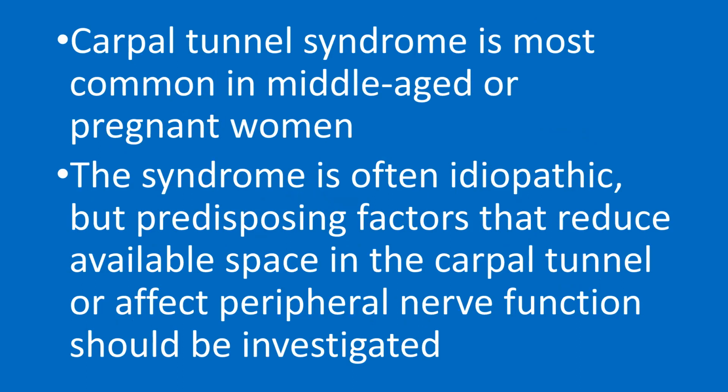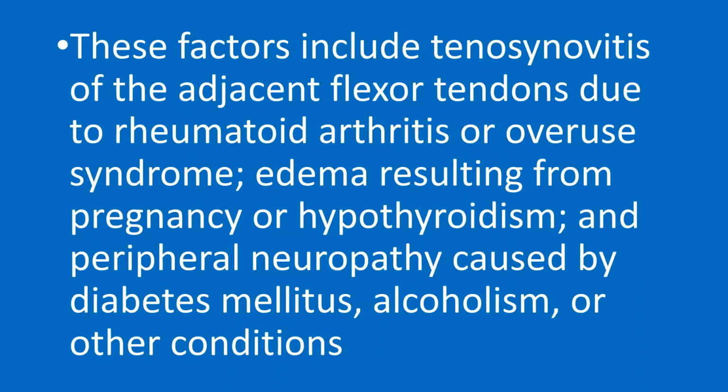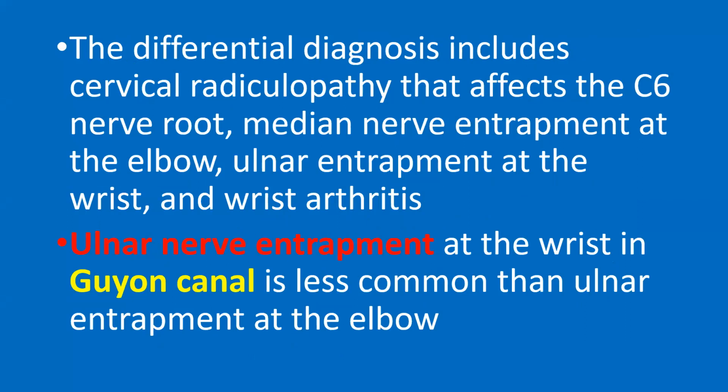The syndrome is often idiopathic, but predisposing factors that reduce available space in the carpal tunnel or affect peripheral nerve function should be investigated. These factors include tenosynovitis of the adjacent flexor tendons due to rheumatoid arthritis or overuse syndrome, edema resulting from pregnancy or hypothyroidism, and peripheral neuropathy caused by diabetes mellitus, alcoholism, or other conditions. The differential diagnosis includes cervical radiculopathy that affects the C6 nerve root and median nerve entrapment at the elbow.